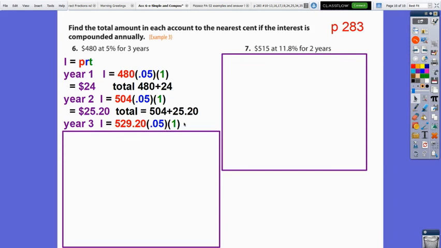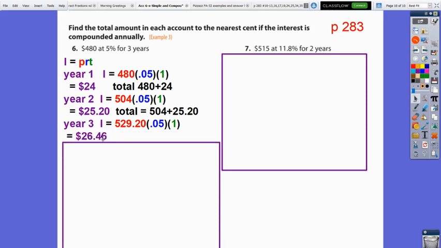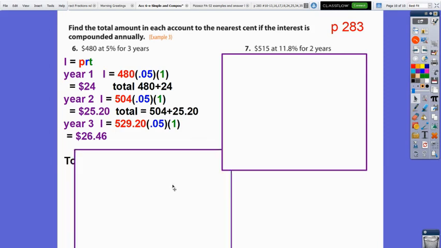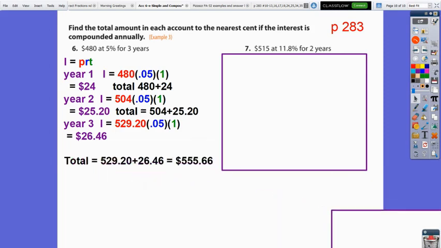$529.20, 5% for 1 year again, the third year, and your interest is $26.46. Add that to the $529.20. That gives you your final balance in the account after 3 years, $555.66. Okay, so that's simple interest and compound interest.